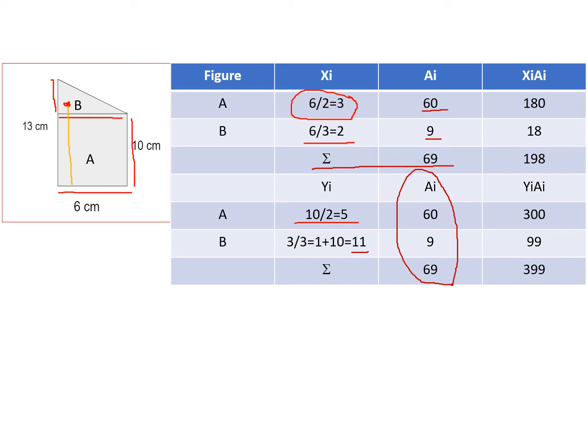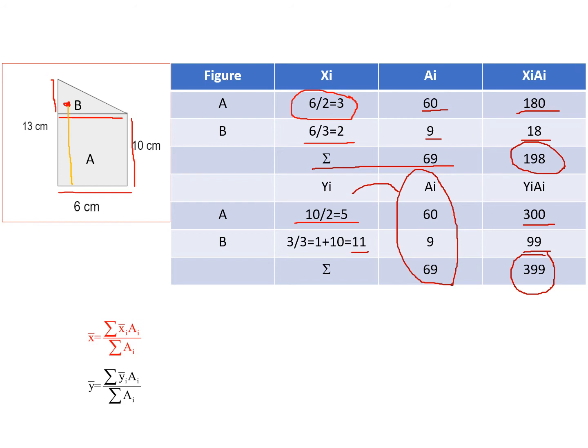Then my formula tells me to multiply the x value by the areas and also the y value by the areas. I do the multiplication for x and area and get 180. 9 times 2 is 18. And I'm also multiplying the y's times the areas. So I get 5 times 60, which is 300. I get 11 times 9, giving me a value of 99. And then I will add both cases. Remember that we need to have the sum of the multiplications.